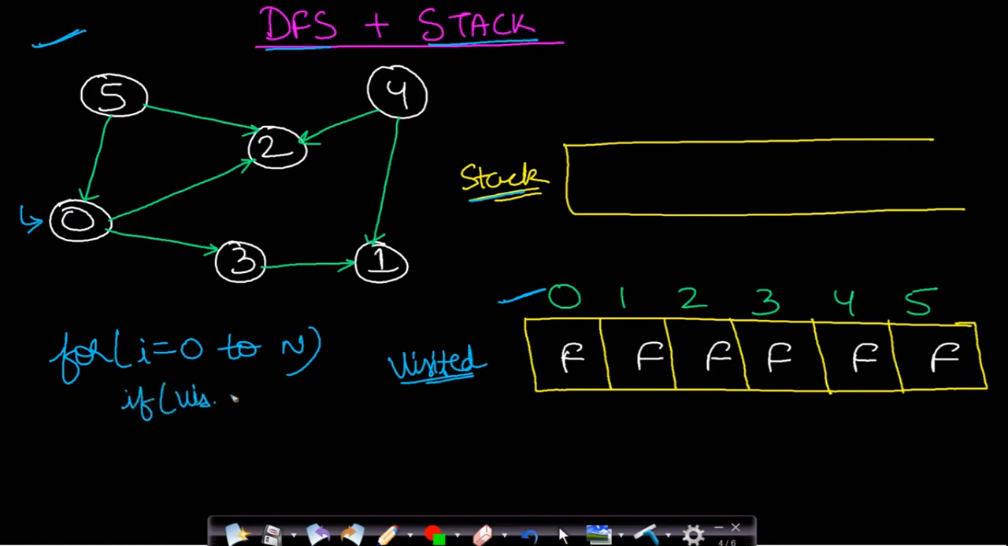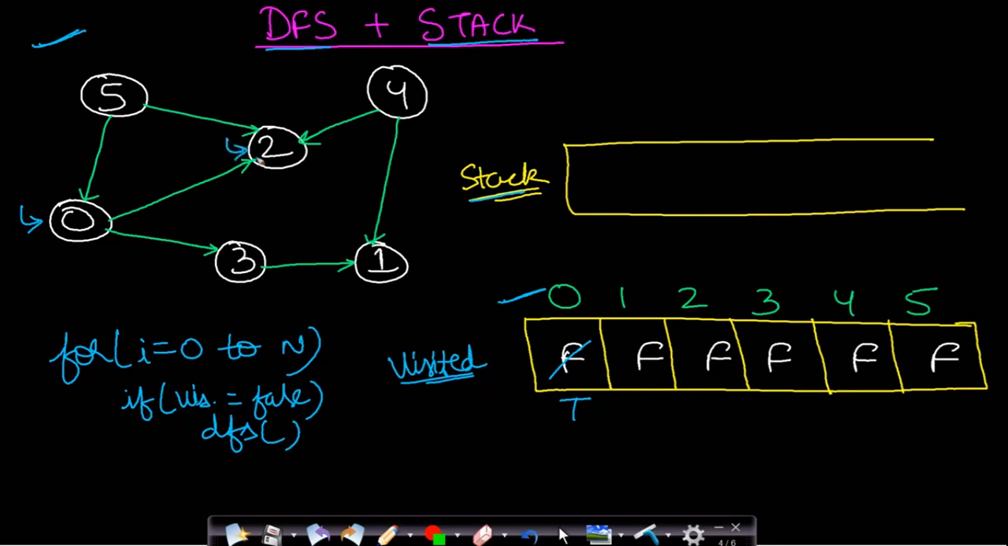So if visited is equal to false, then only will we make the DFS call. Otherwise, we will assume that it is already processed, and so we will not make further calls. In this case, for 0, the value is false, so we will make it true and make the DFS call. There are 2 outgoing edges from node 0. We can go to node 2 or node 3. Let us assume that we go to node 2.